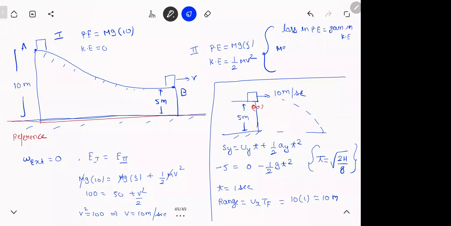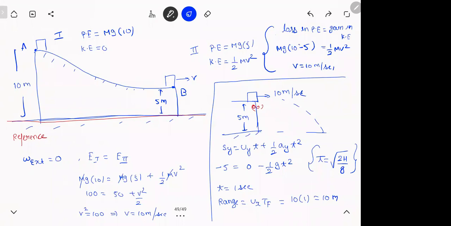So how much are you losing? mg into 10 minus 5, so you lost 5 meters of height, is equal to half mv squared. So you get v is equal to 10 meters per second directly from here. Meaning this is always a better way to write, so that in case the problem becomes complicated, you can do that. But in the exam, in order to save time, you can directly finish off like that.